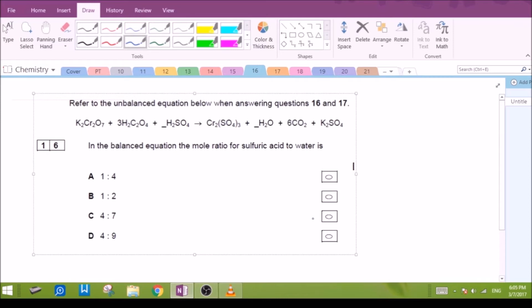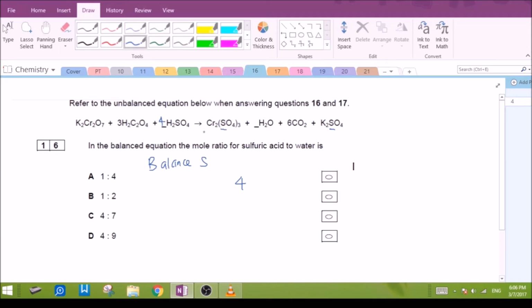Question 16, balancing an unbalanced equation. So what we can do is find out the coefficient for sulfuric acid. So we try to balance sulfur. On the right side we have 3 and 1, so we have 4 sulfur on the right side. To make the sulfur 4 on this side, there are no other places with sulfur except the sulfuric acid. We have to include a coefficient of 4.